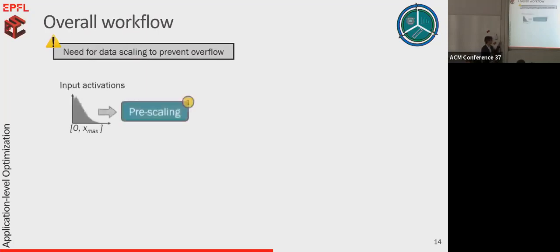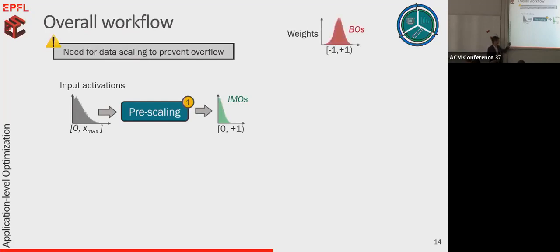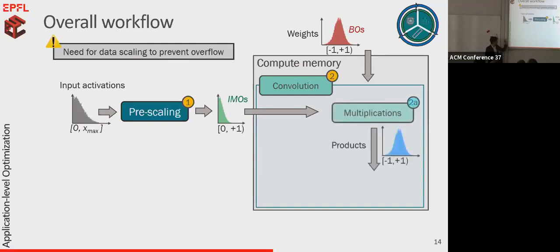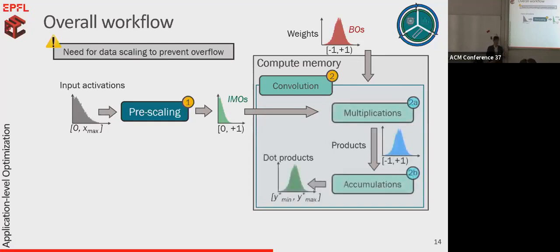The first thing is taking input activations and scaling them so that we ensure these in-memory operands are between 0 and 1. Similarly for the weights, between -1 and 1 in this case, but this operation can be done offline because weights are static data. Then we store in-memory operands inside the compute memory, and we stream weights to compute these operations. So we have in this example convolution, but we also have fully connected layers, in general dot products. So we use these to perform multiplications and dot products.